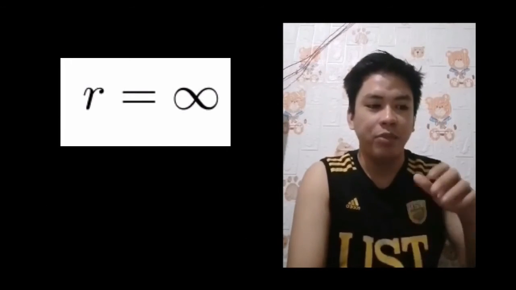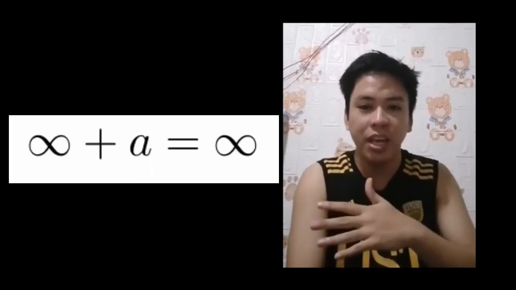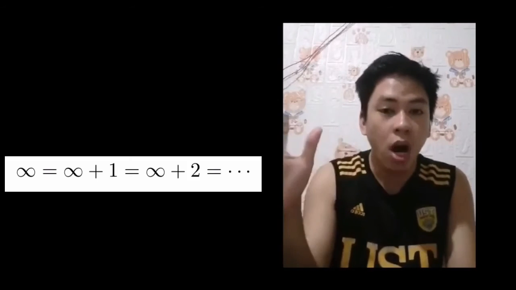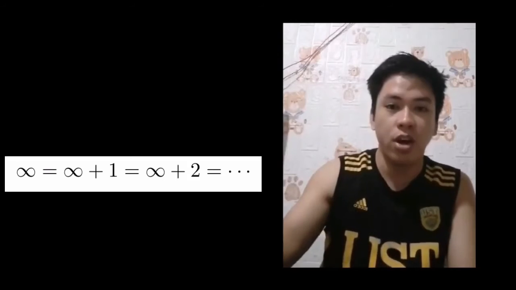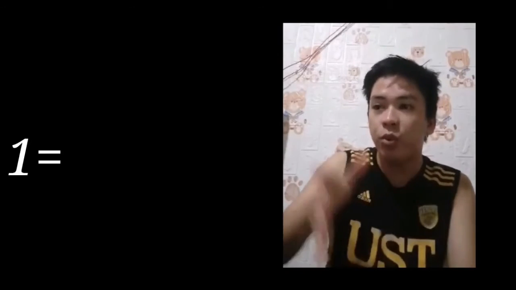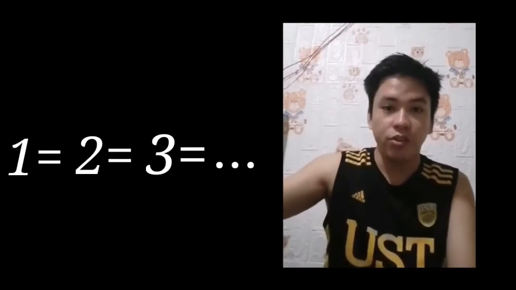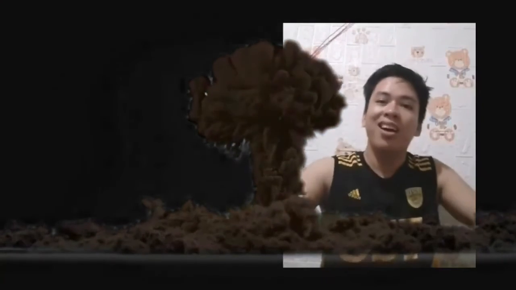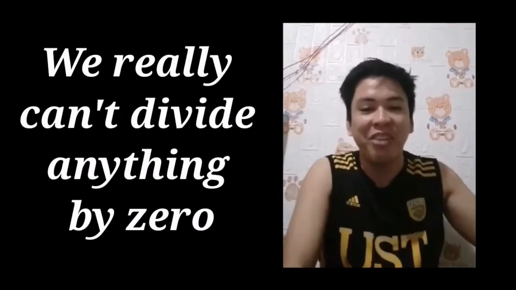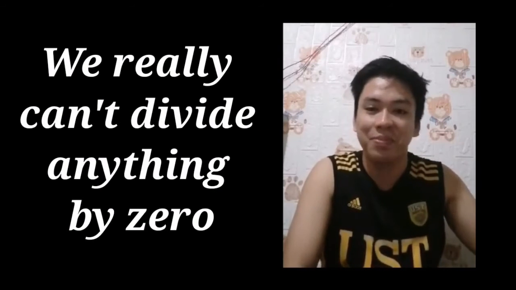Common perception is infinity plus any number is always infinity. So we have the equation infinity equals infinity plus 1 equals infinity plus 2 and so on, which implies that 1 equals 2 equals 3 and so on. So all integers are equal. My God! Yes! The whole number system would collapse. So this is all a contradiction. Therefore, we really can't divide anything by 0. That's it.